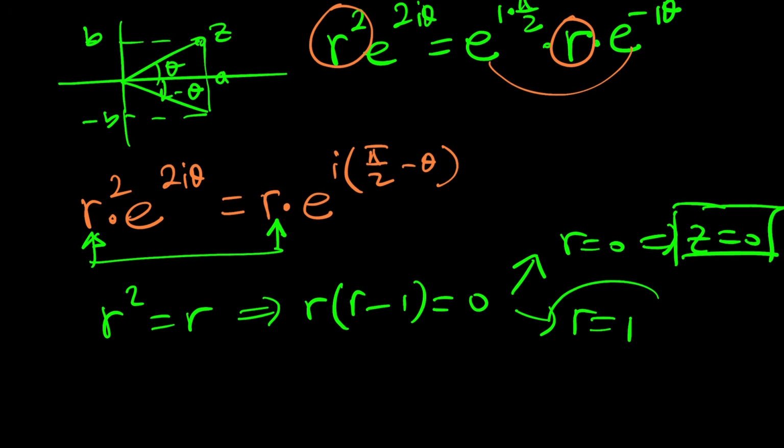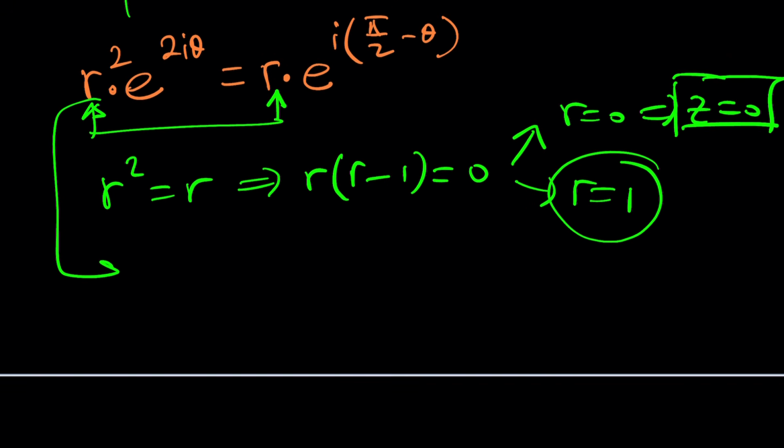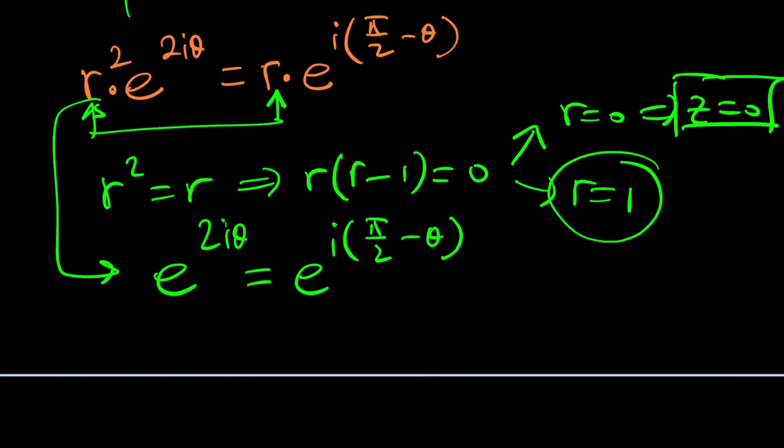We're looking for non-trivial solutions. Let's go with r equals 1. If r is equal to 1, from here we get e to the 2iθ equals e to the i times (π/2 minus θ). And of course, you can drop the i's here and write this as 2θ equals π/2 minus θ.